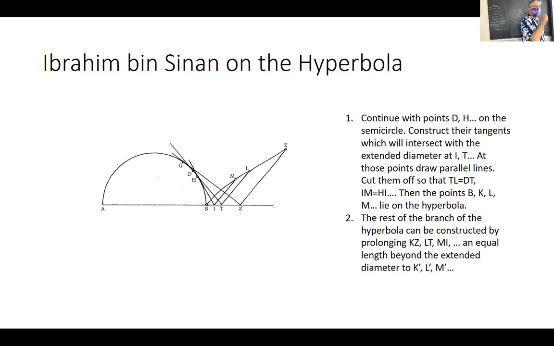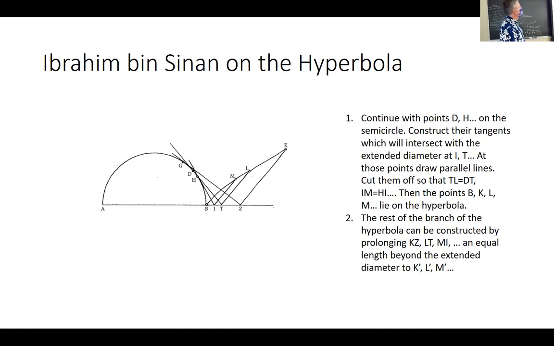And then to do the other half of the hyperbola, you do the same thing. We take KZ, and since it's an ordinate, that means it's half a chord. So then we just extend it by the same length to some K prime. And so we're going to end up with our branch of the hyperbola. So B is the vertex for the diameter. It's not the vertex for the section. And there we go.